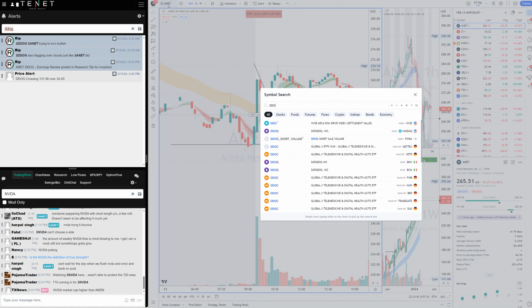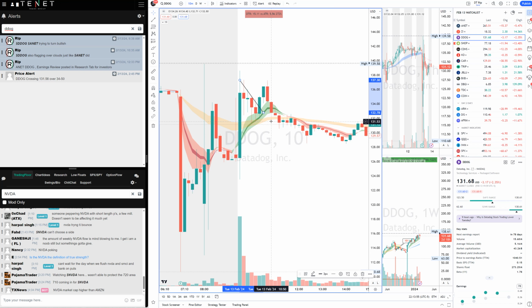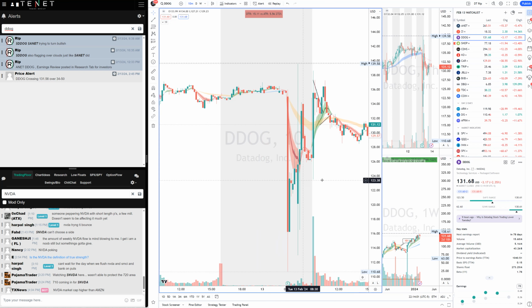Let's talk about DDOG. DDOG was a similar setup. I tried to bounce it off that 3450, just like ANET, and I thought it might push a little bit, and then it failed, and I just got out. When this failure happened right here, just take a loss and move on. Not really a perfect setup.